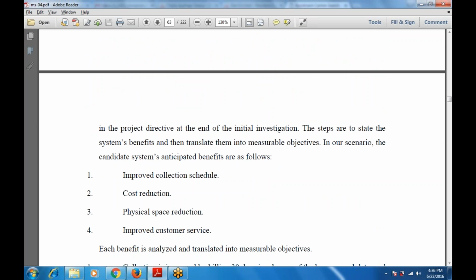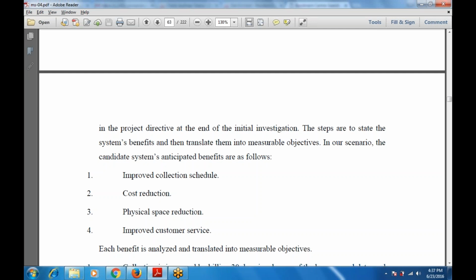We use those objectives for the purpose of the initial investigation, right? It is derived at the end of the initial investigation, and the steps are to state the system benefits and then translate them into measurable objectives. In our scenario, the candidate system and anticipated benefits are as follows. What are the anticipated benefits? First is the improved collection schedule, then cost reduction, then physical space reduction, and improved customer service.